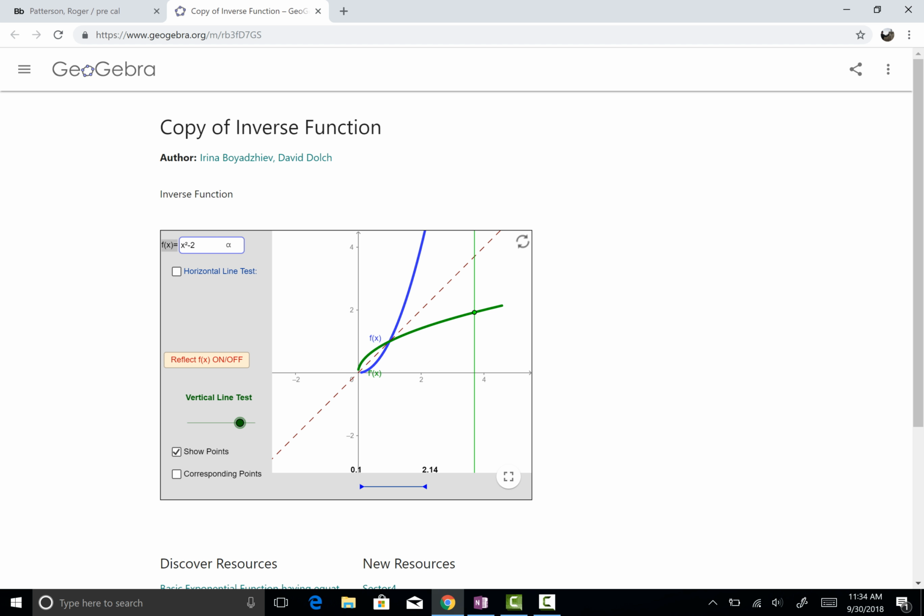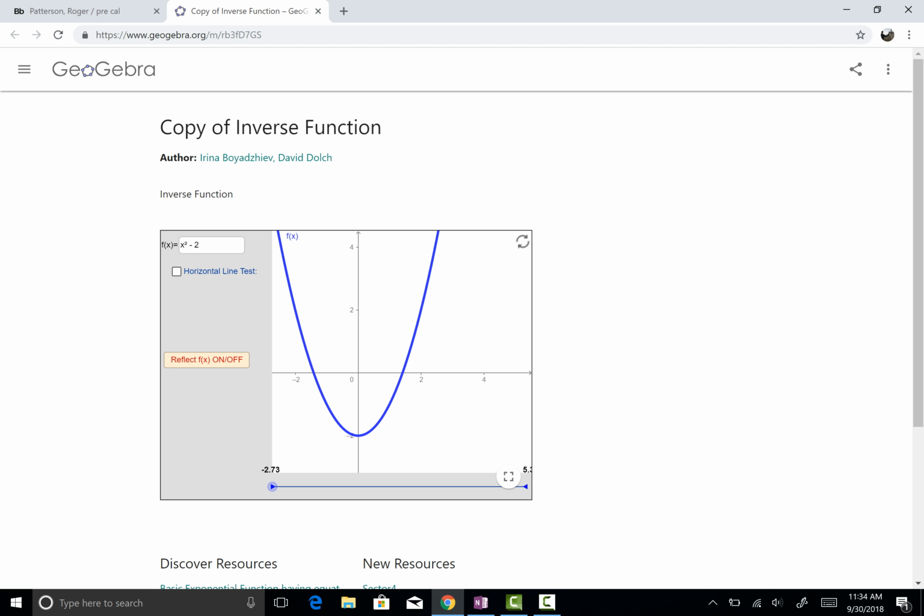Okay. Let me take that back. All right, there it is. Reflect. There it is. Okay. There's my square root. Whoops, can't have that. We got to restrict it.